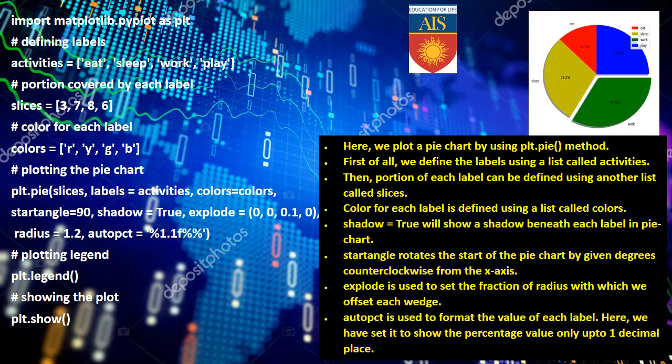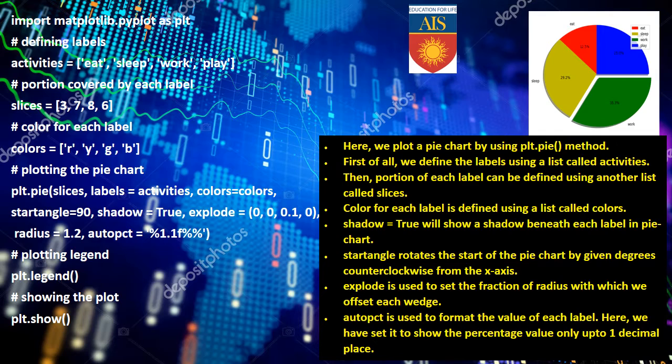Another example of pie chart. So import matplotlib.pyplot as plt. Now it's time to define the labels. Activities equal eat, sleep, work, play. Portion covered by each label, slices 3, 7, 8, 6. It will assign the portion that will be covered by the slices. Then color for each label, you can assign the color as per your requirement.